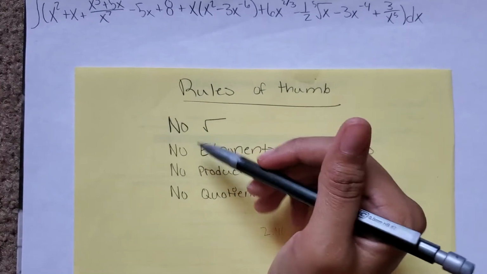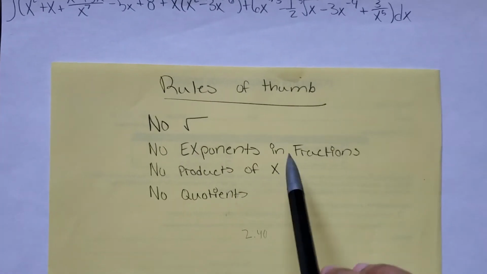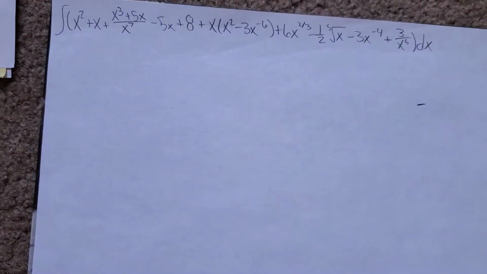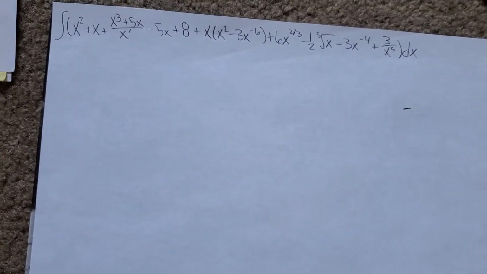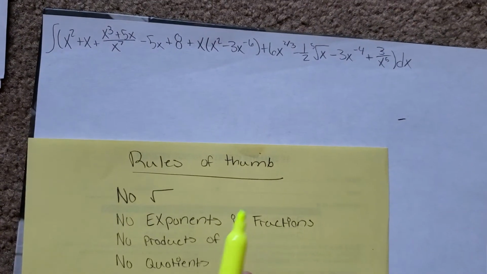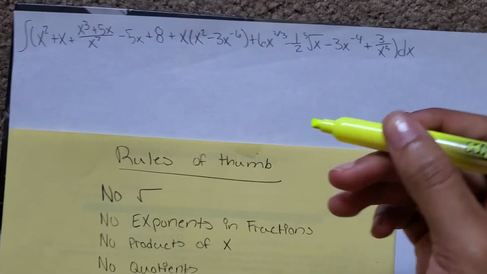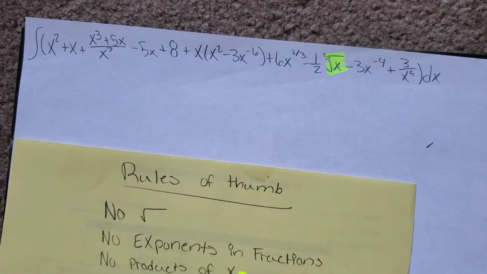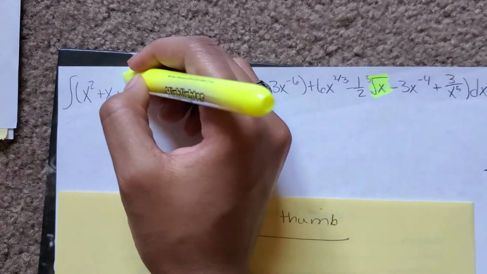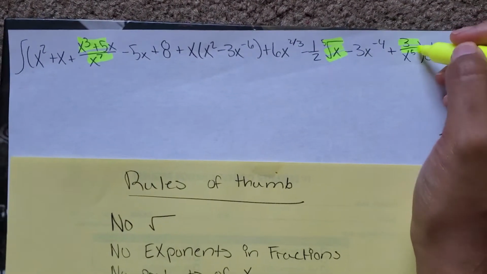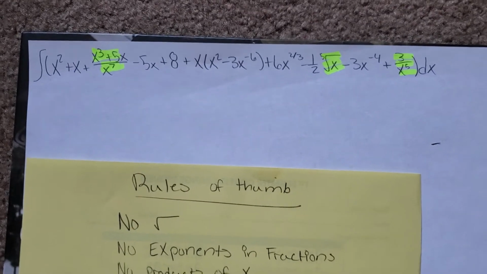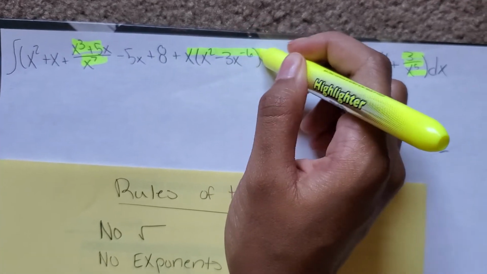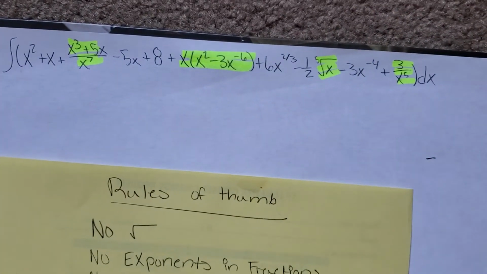So there cannot be any radicals, there can't be any exponents in a fraction, no products of x, and no quotients. So we're going to start by identifying each of these. So a radical, there's one right here, I'm just going to highlight that. And then no exponents in a fraction, there's one here and there. No products of x, which is basically anything multiplying by x, like this distributive property, and no quotient.